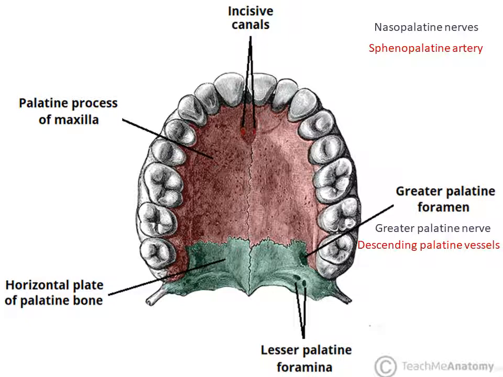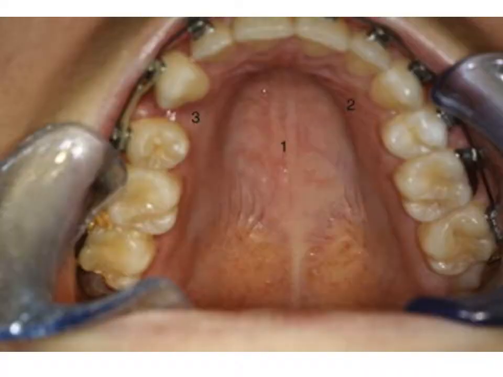The third opening is in pyramidal process of palatine bone, contains lesser palatine nerve. It's also a branch of maxillary nerve. This is a picture of palate showing hard area represented by 1. The anterolateral boundaries contain teeth and sockets of teeth or alveolar process of maxilla, 2 and 3. And posteriorly, there is soft palate presented in the picture.